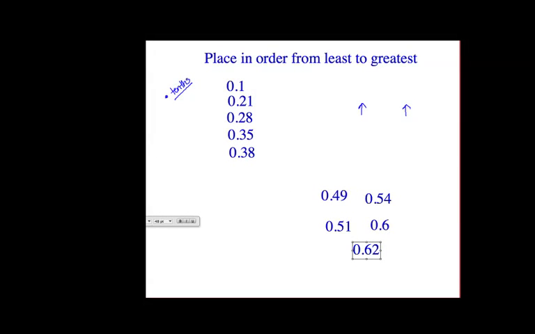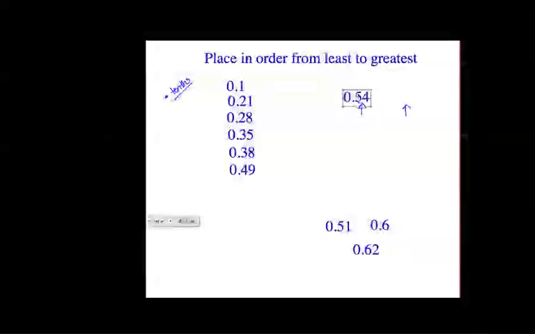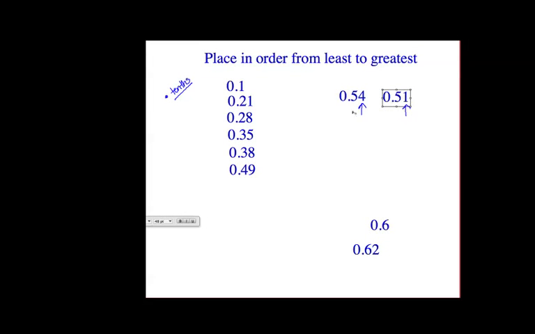Now I look for my next place value in my tenths place, so this would go up to a 4. I have one number with a 4 in the tenths place. I'm going to slide that over. Next, I look for a place value of a 5 in my tenths place. I have 2 of these, so I need to decide which one has the least value.